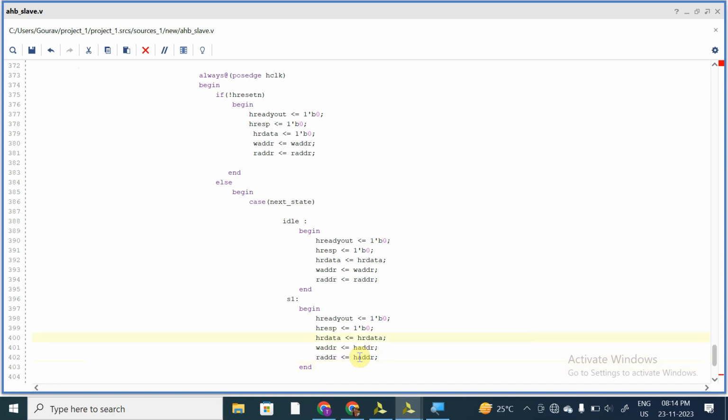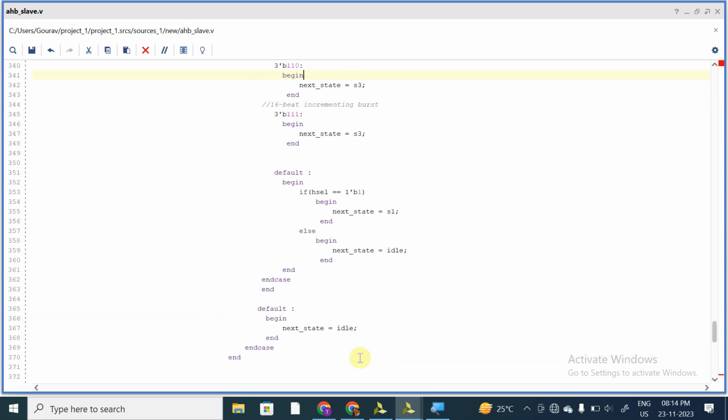So basically in the S1 case we are making H ready out equal to 0 and H response equal to 0 and HR data will be equal to HR data, but write address will be equal to H addr, which is the input for our module, and read address will also be equal to H addr, which is the input for our module.